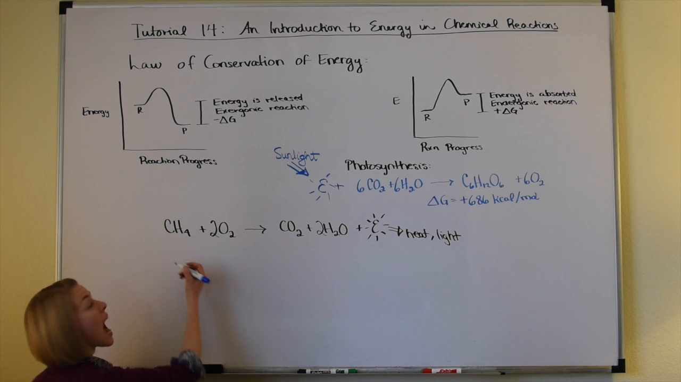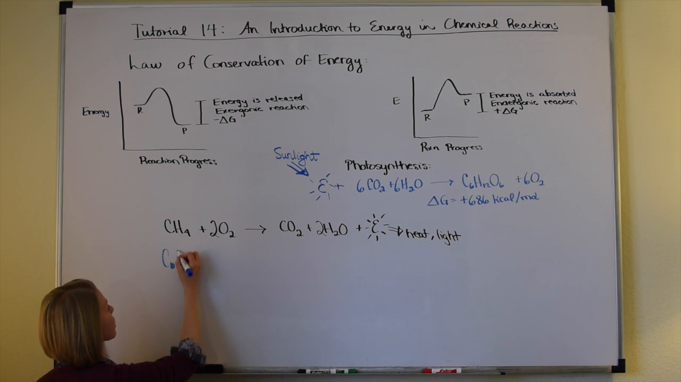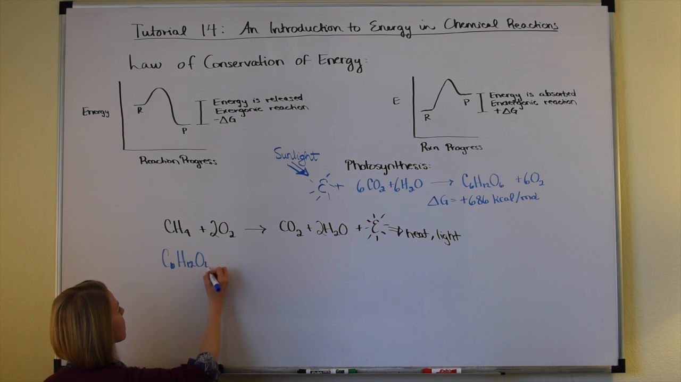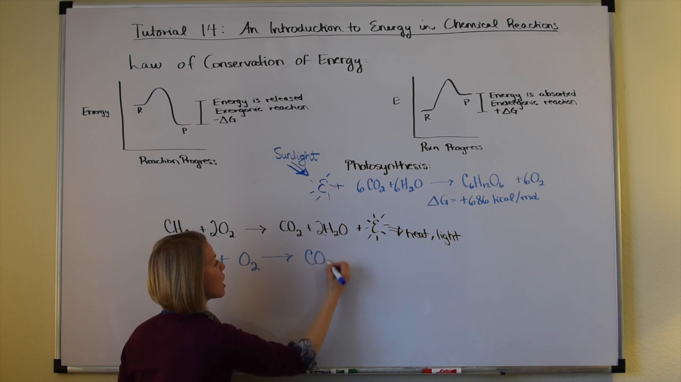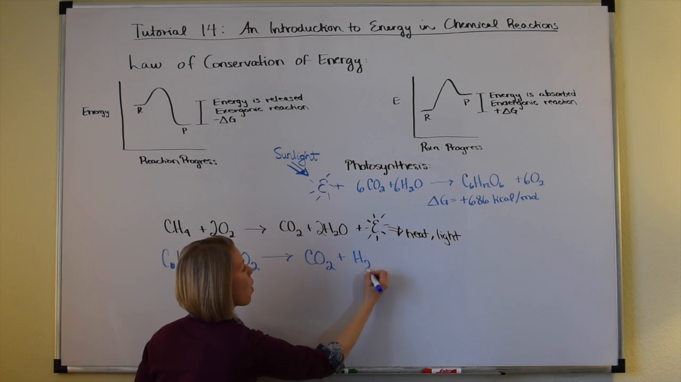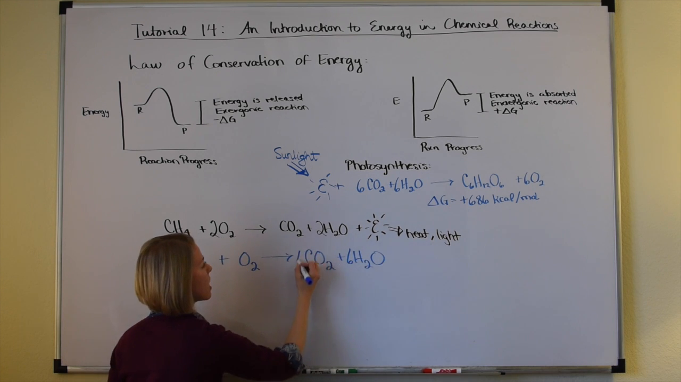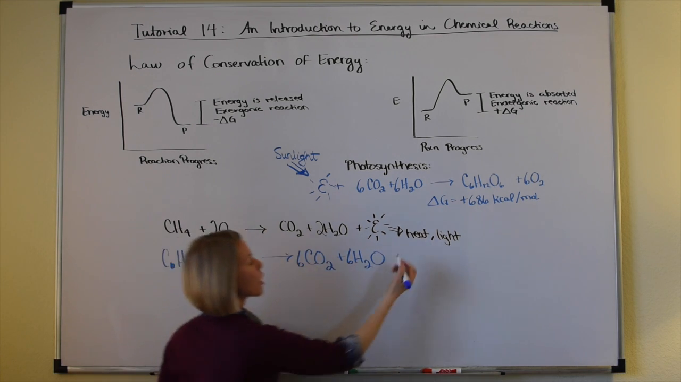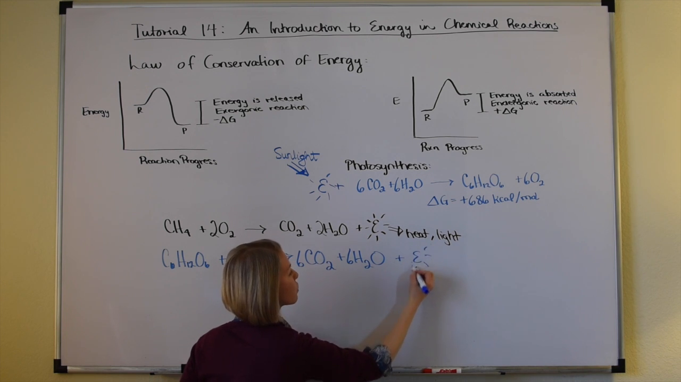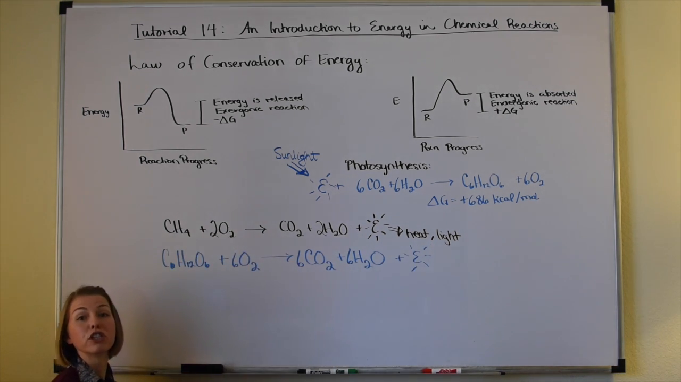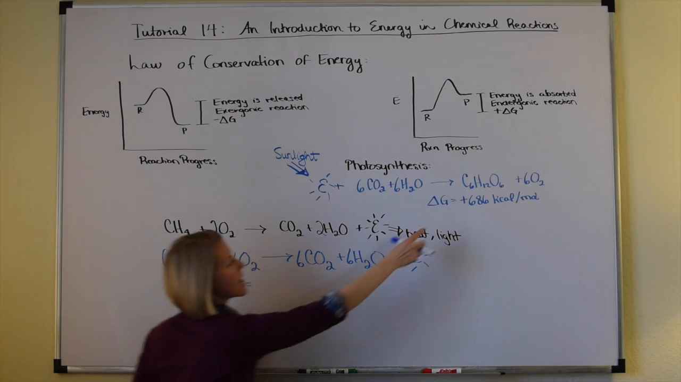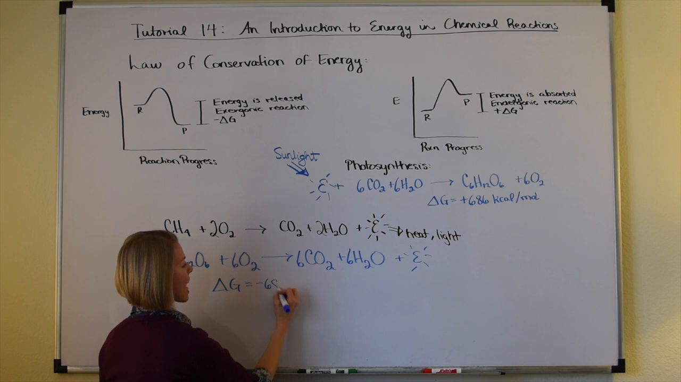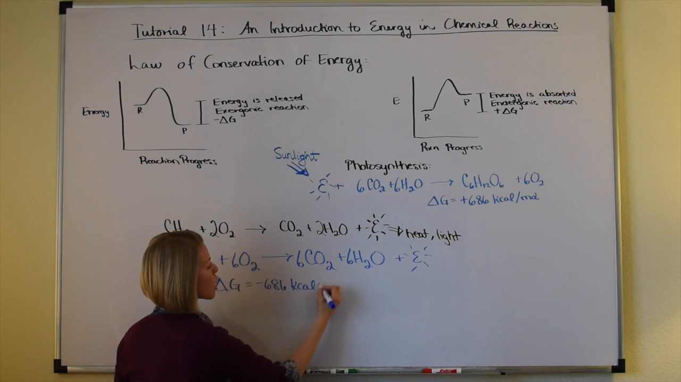Okay, so we have the high energy glucose molecule, C6H12O6, combining with oxygen to form the lower energy carbon dioxide and water. I'll put a 6 here, and a 6 here, and a 6 here, and plus energy. Energy is released. So I'm going to indicate energy is produced in this reaction. How much energy? Well, we know that the delta G must be negative 686 kilocalories per mole.